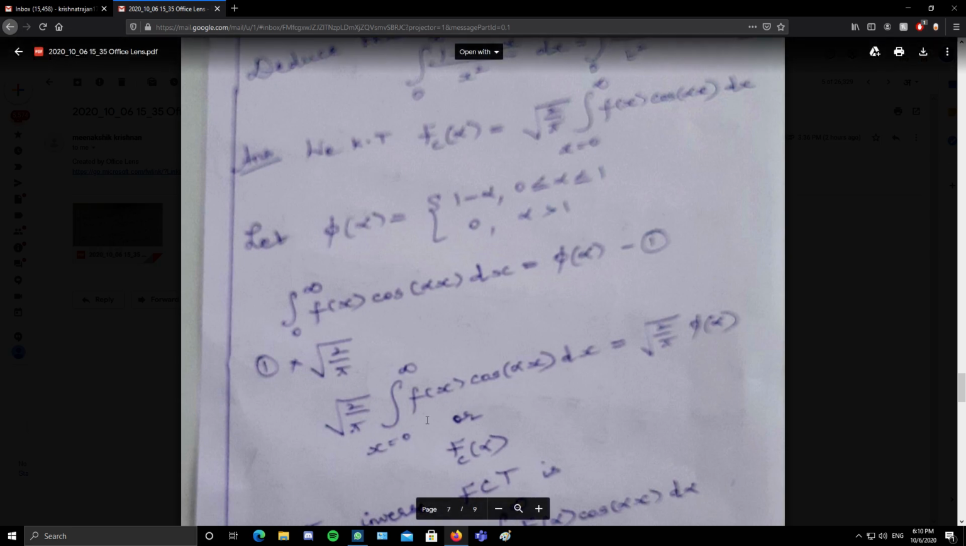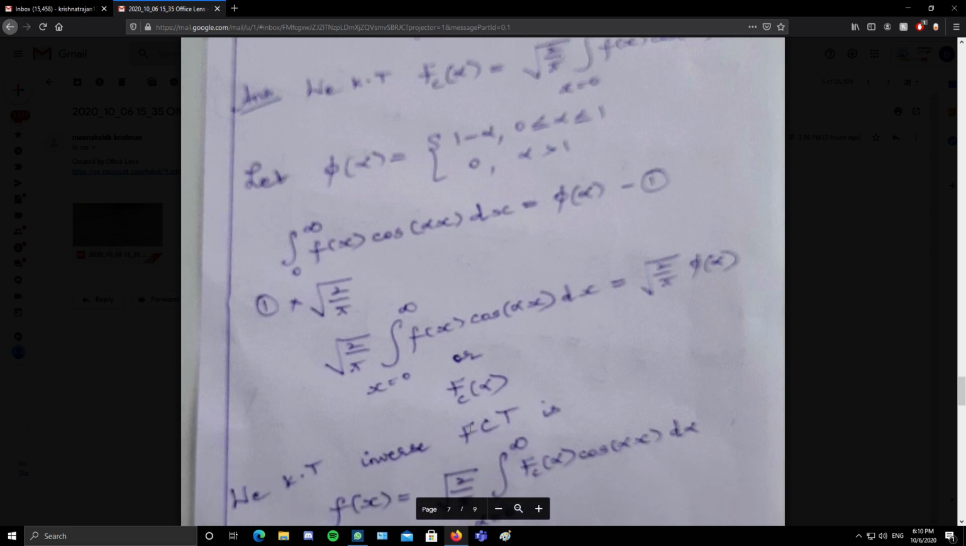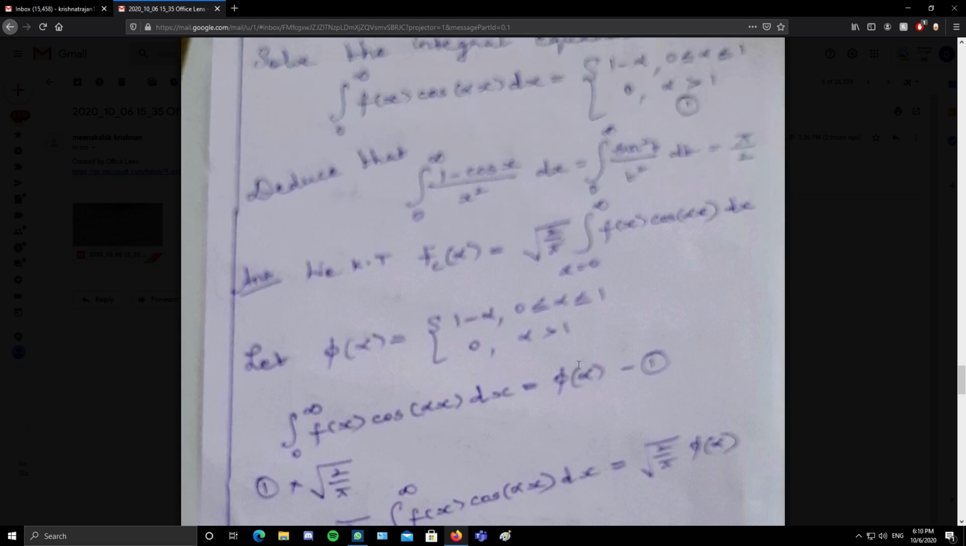Then what is the left side now? It is the definition of Fourier cosine transform, Fc of alpha. So the left side is Fc of alpha equals root of 2 by pi phi of alpha. We are proceeding in the same way as we did for the previous problem. Now what is the next thing? What is our objective?